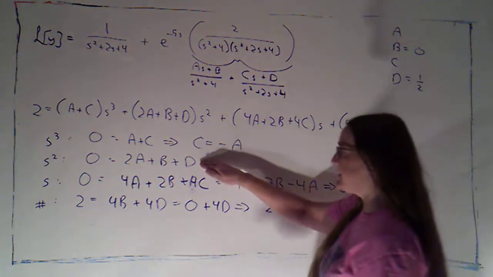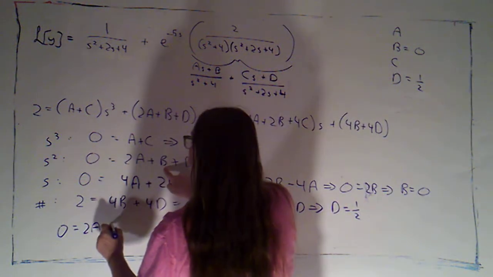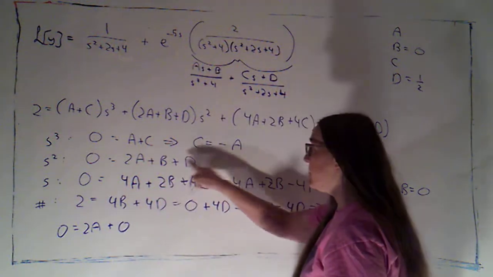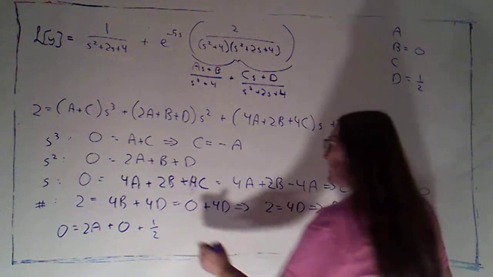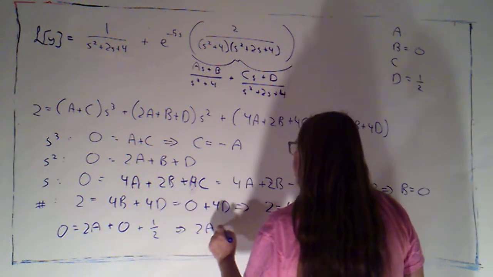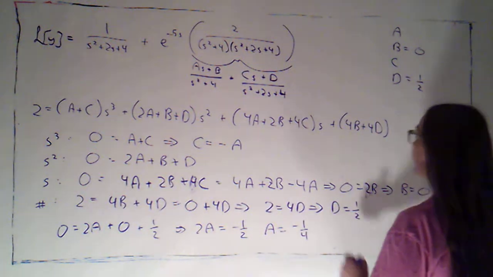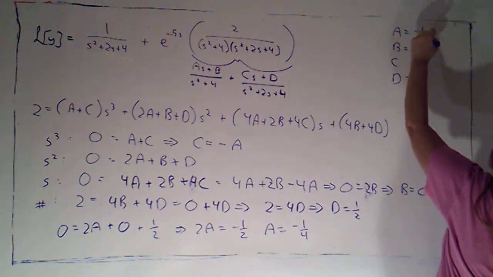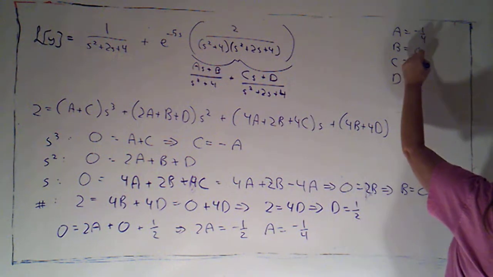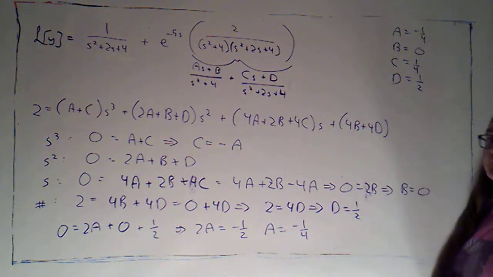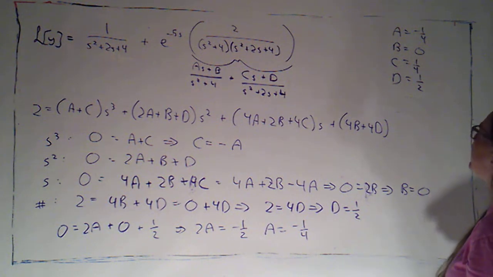Okay, so now let's take a look. If I come back to this equation, 0 is equal to 2a plus b, which we just determined was 0, plus d, which we just determined was 1/2. So that's going to mean that 2a is negative 1/2, a is negative 1/4. And c is the opposite of a, so that's going to be positive 1/4. Okay. So, wasn't quite as bad as it might have been.